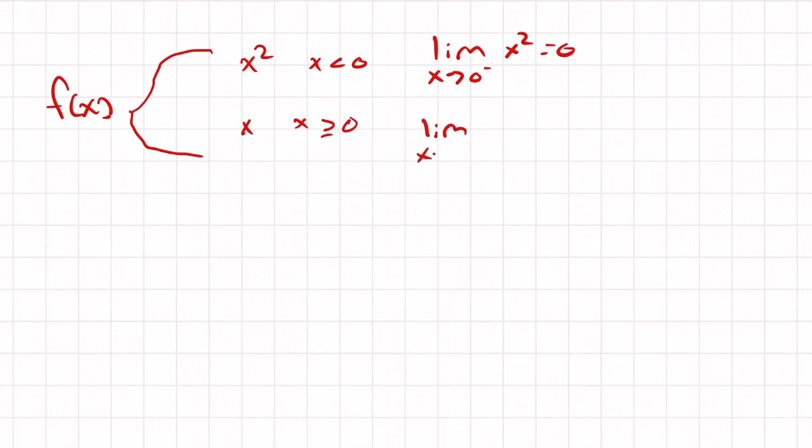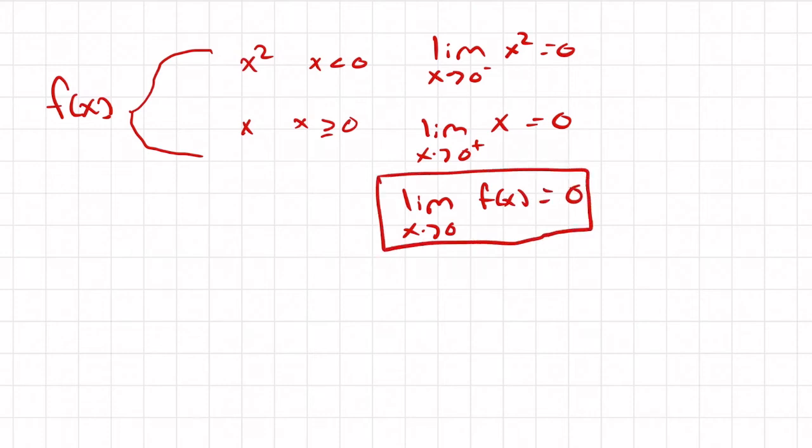In order to determine the limit of a piecewise function, you have to take the limit from both the right-hand side and the left-hand side. If both values are equal, then the limit exists. However, if they're different, then the limit does not exist.